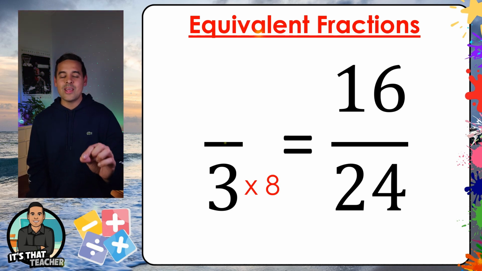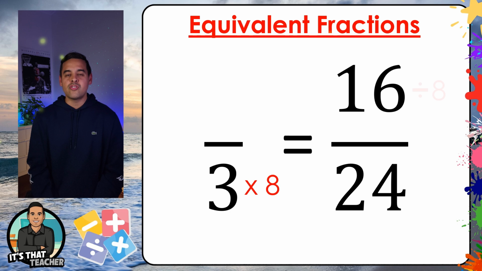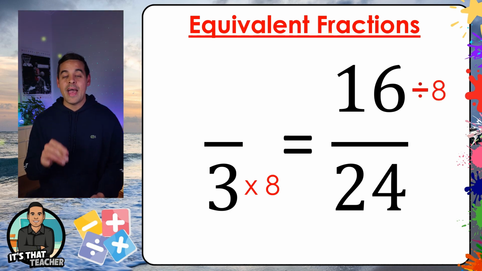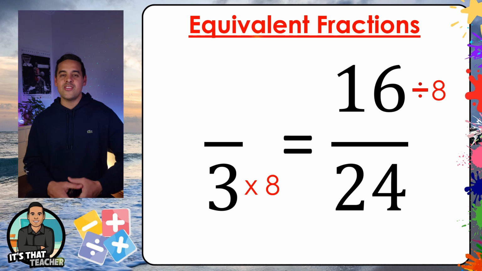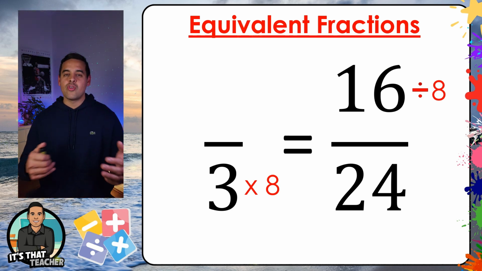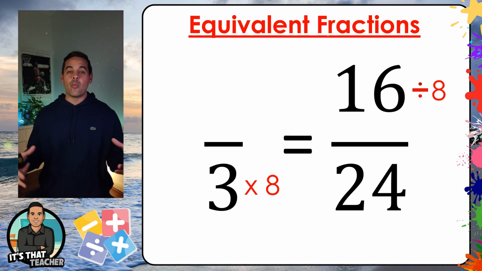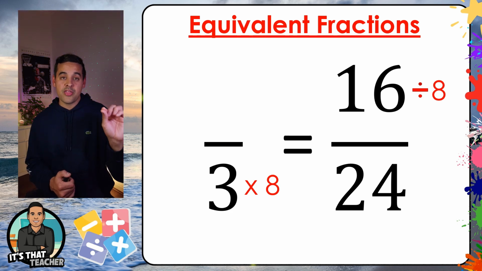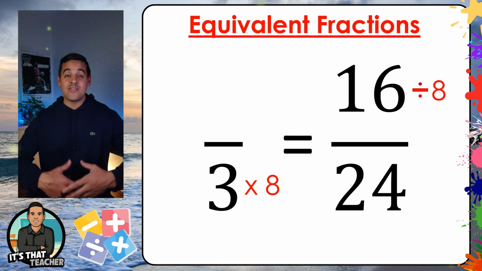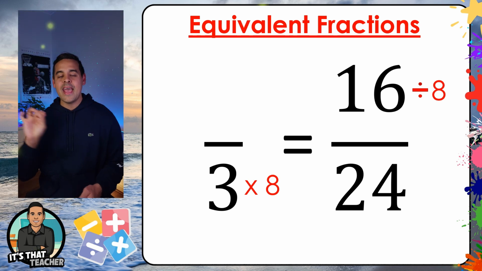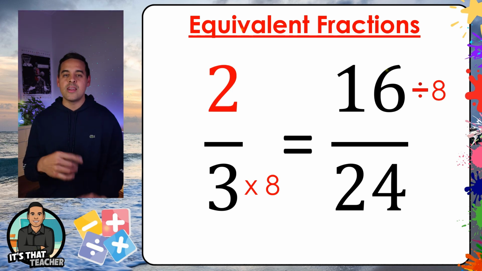Now we're going to stick with the 8 here, but we're going to divide the numerator on the right-hand side by 8. Multiplication and division are something called inverse operations. So they are directly related, and we are going to use that to our advantage to find our missing numerator. So we have multiplied 3 by 8, and that has given us 24. Now we divide the 16 by 8, which will give us the missing numerator 2.